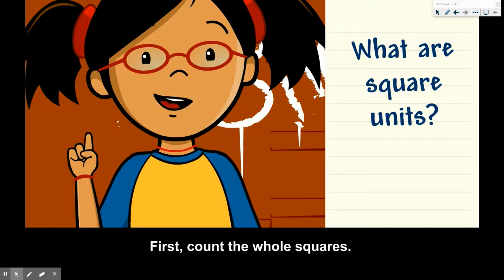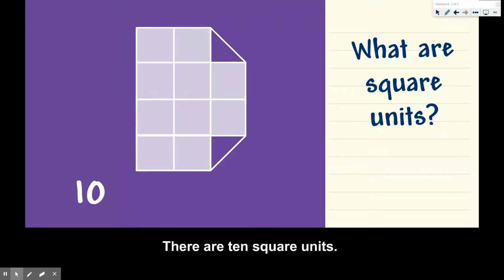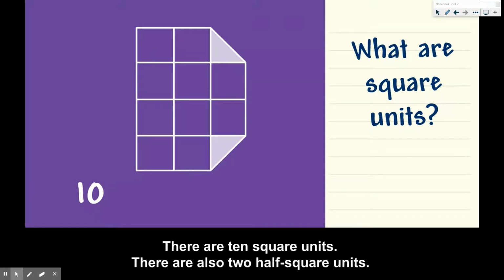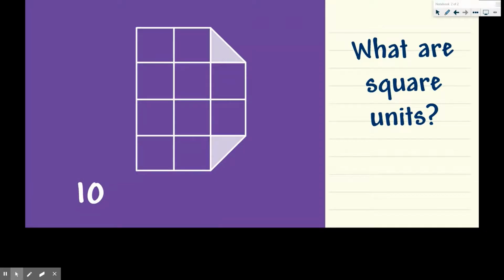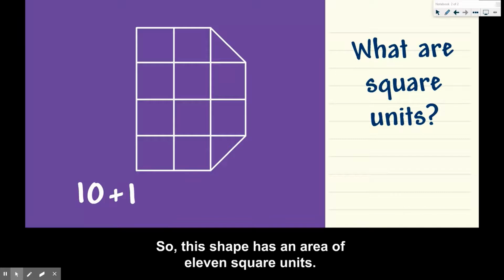First, count the whole squares. There are 10 square units. There are also 2 half square units. 2 half square units make 1 whole square unit. So this shape has an area of 11 square units.